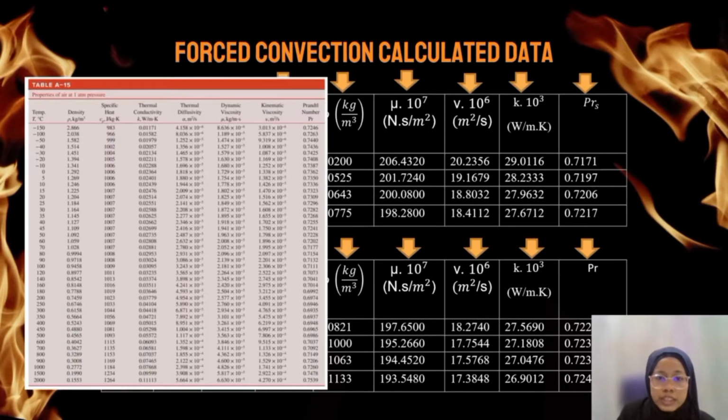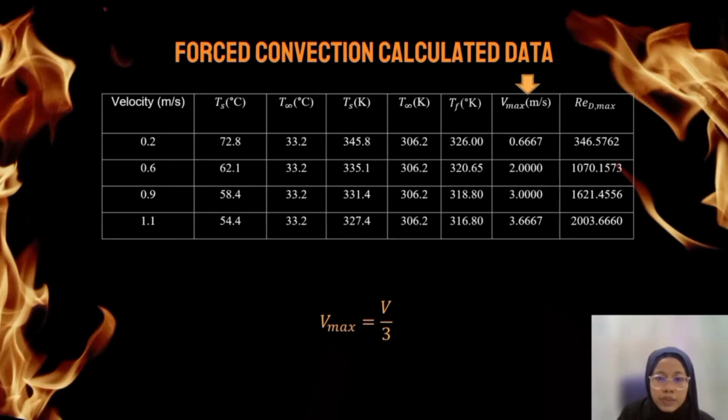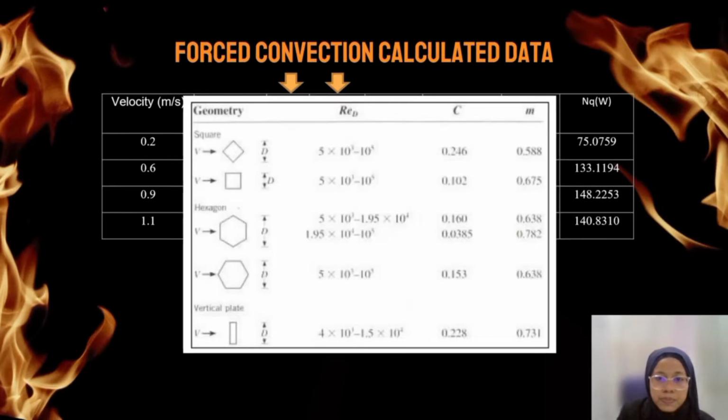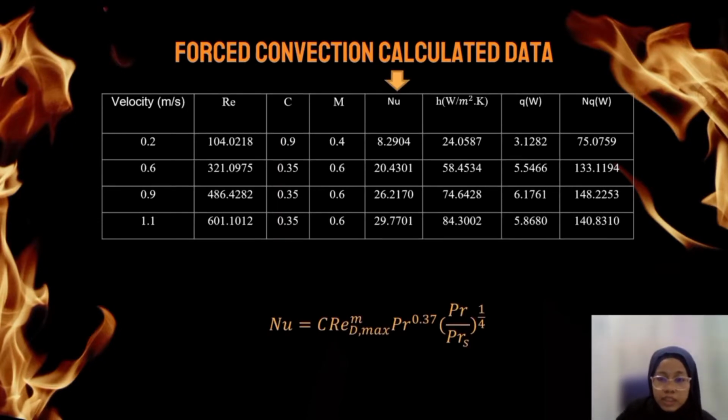And for the Cp and the others, we will get it from the table. So next, for the Vmax, we will divide the V by 3. For the C and m, we will get it from this table. For Nu, we will get it from this formula. And then for the h, Q, and NQ, we will use the same formulas provided at the free convection calculated data. So I think that's all from me.